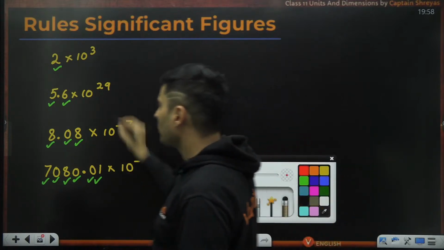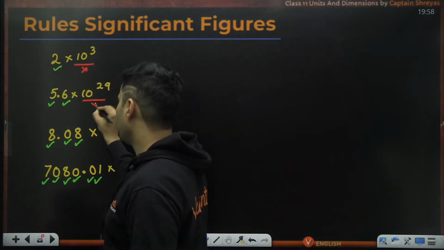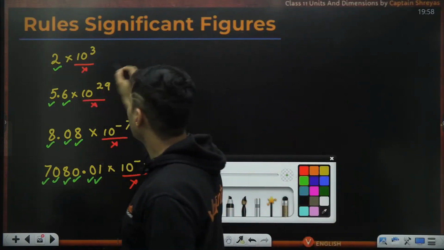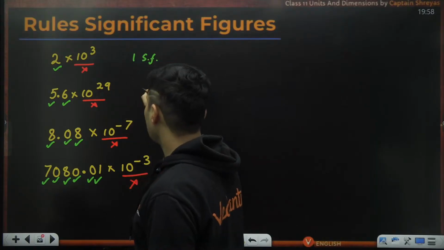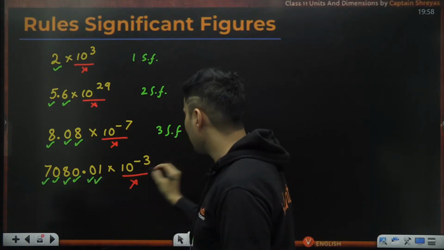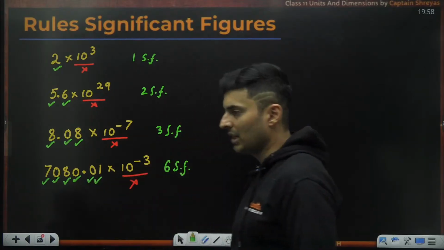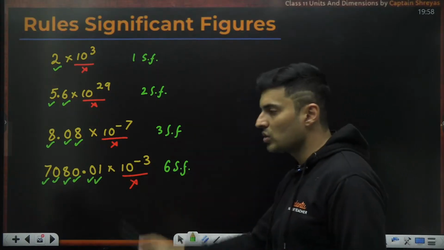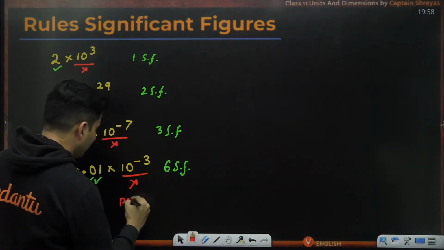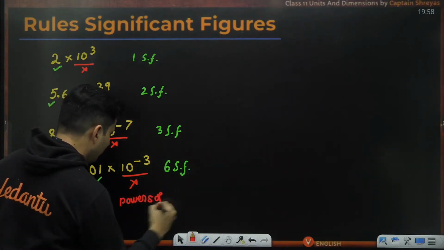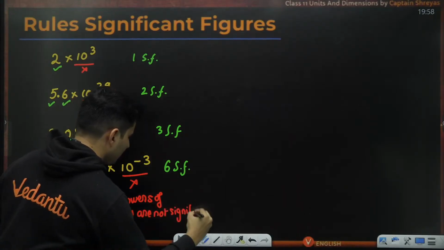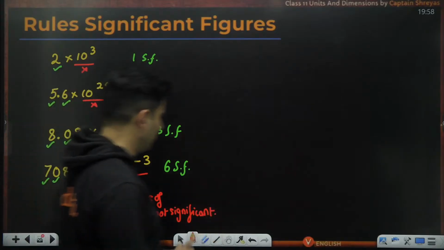Wherever you see powers of 10, never count them. Powers of 10 are never going to be significant. So forget about it. So automatically you will see this has 1 significant figure, this has 2 significant figures, this has 3 significant figures, this has 6 significant figures automatically. Is this absolutely clear? That's how you solve the question. So essentially, powers of 10 are not significant.